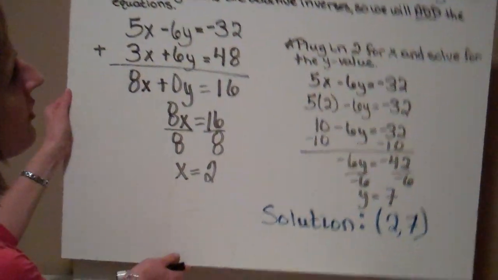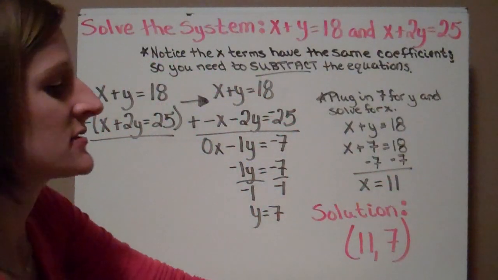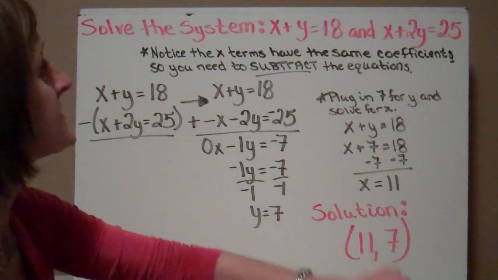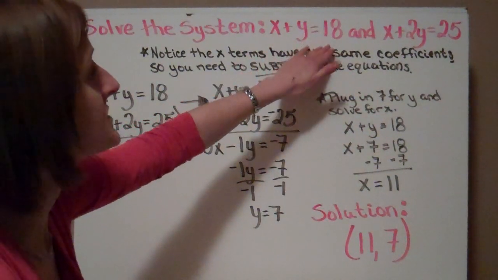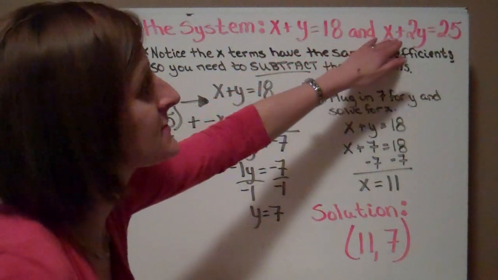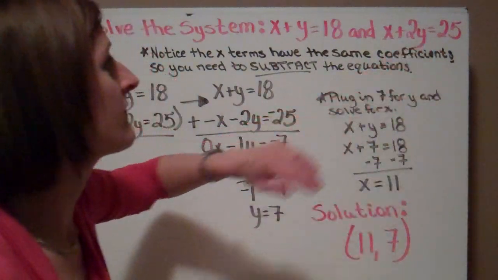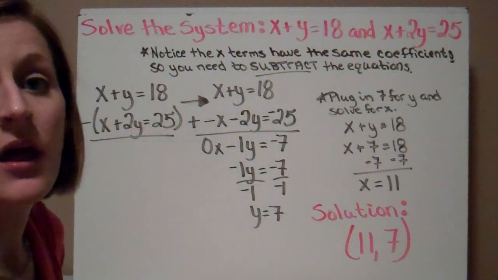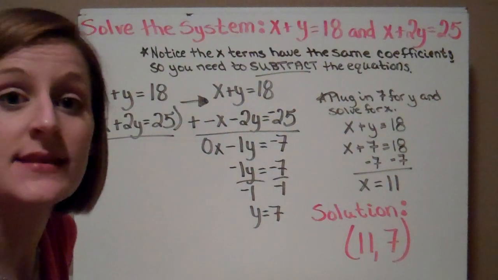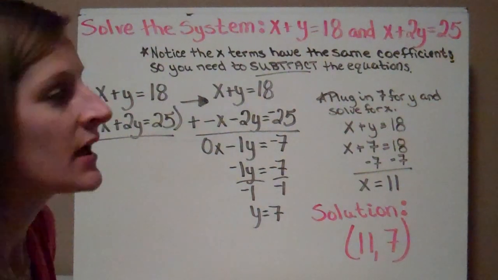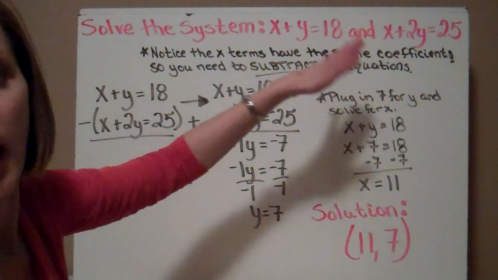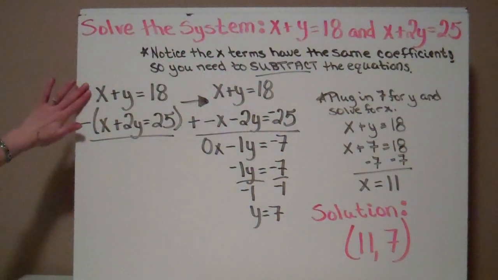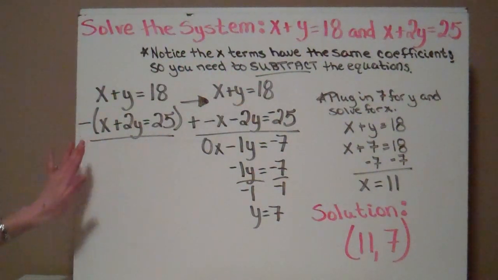Alright, let's look at another one where we might need to subtract. So we've got the system x plus y equals 18 and x plus 2y equals 25. If you notice, both x's have a coefficient of 1. They're the same. Since they're the same, we're going to subtract them. Now, it doesn't matter which one's on top, okay? So I just wrote the first one on top, the second one on bottom.